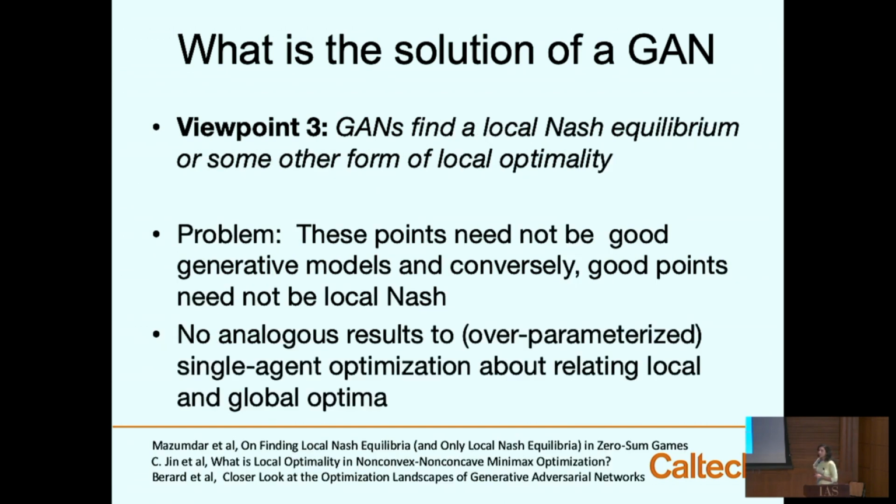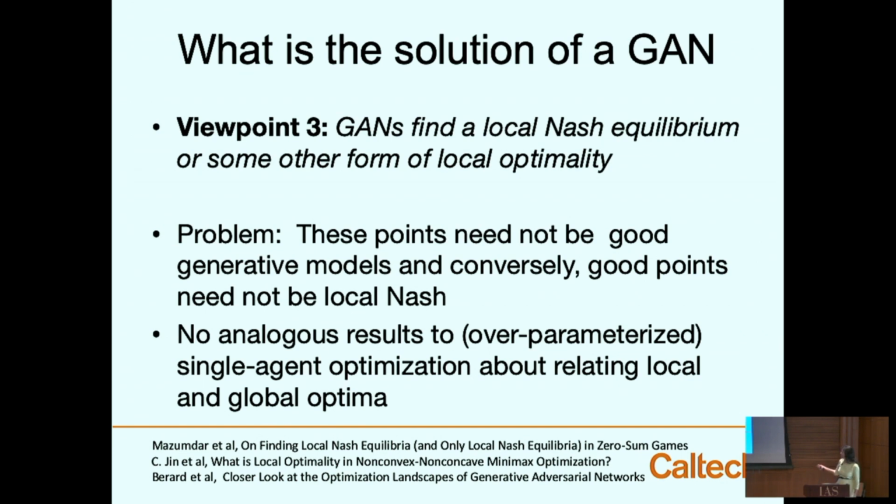And so the third viewpoint is, okay, let's not go to Nash globally, meaning an equilibrium point with respect to all global moves. Let's at least hope that it is a local Nash equilibrium, right? So you can at least hope for some local stability. And even here, it's not clear if those are the points we want to get to, because those that are good in terms of being local Nash may not end up leading to good generative models and vice versa.